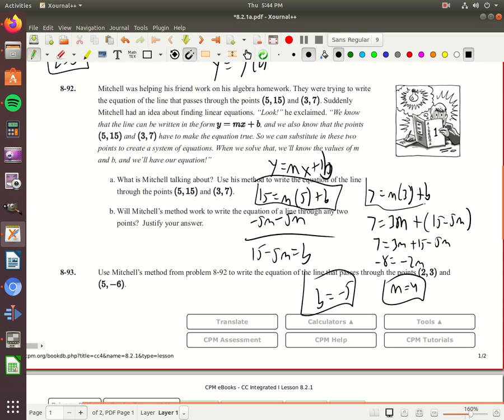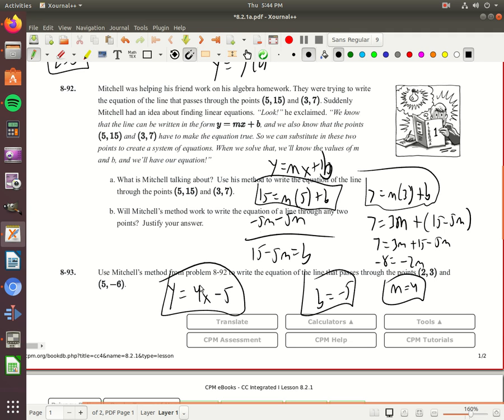Oh, I'm sorry, I want to substitute it in here and see if I get the same thing. So 12 plus negative 5 does equal 7. So there we go. There's our m and our b. So it's y equals mx plus b. That's going to be our equation.